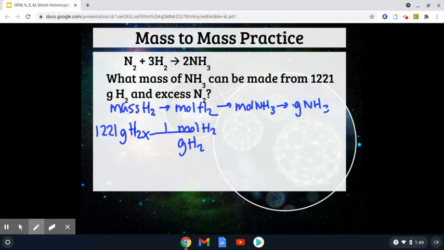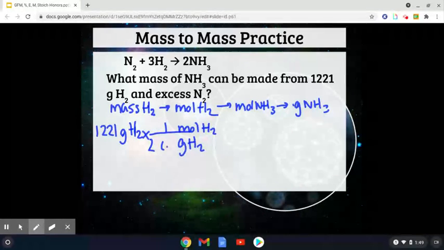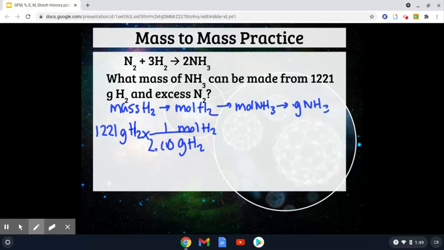1 mole of hydrogen, this is the gram formula mass right from the reference table. Hydrogen is a mass of 1. There's 2 of them, so it's 2.00. So I did this step. Now I need to do this step.